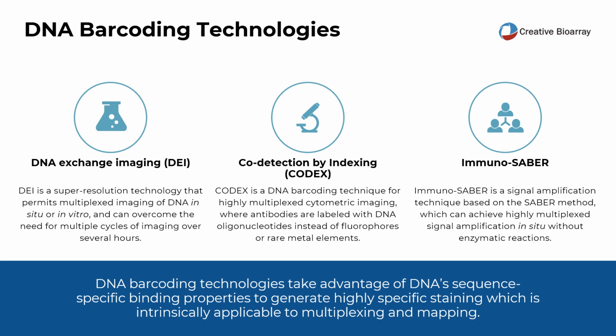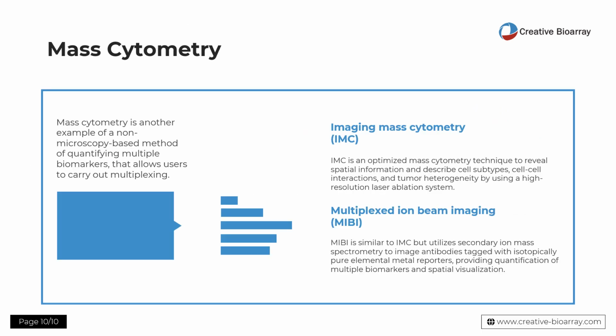DNA barcoding technologies. Another approach to multiplexing is using the innate properties and specificities of DNA itself. These technologies take advantage of DNA's sequence-specific binding properties to generate highly specific staining, which is intrinsically applicable to multiplexing and mapping. Mass cytometry.